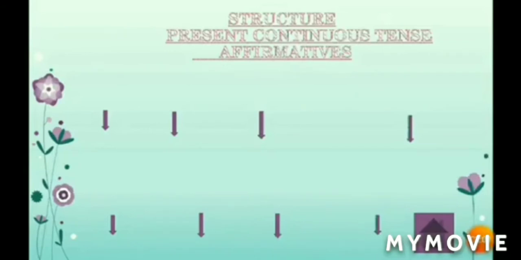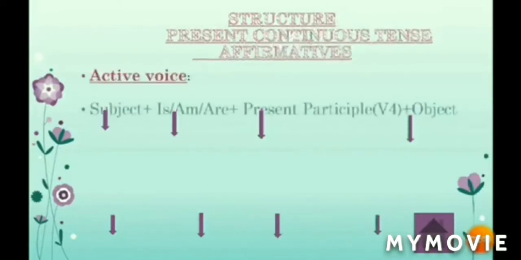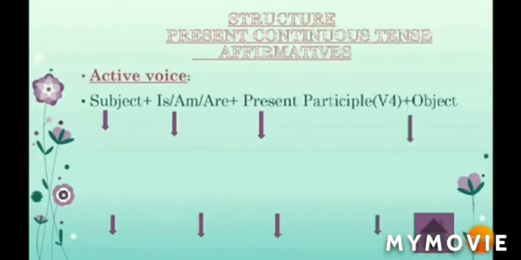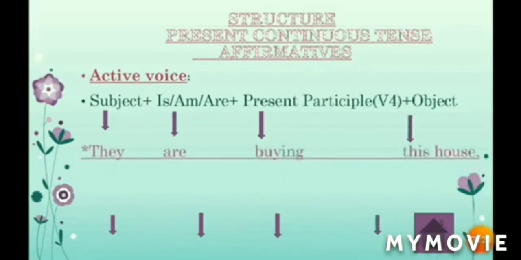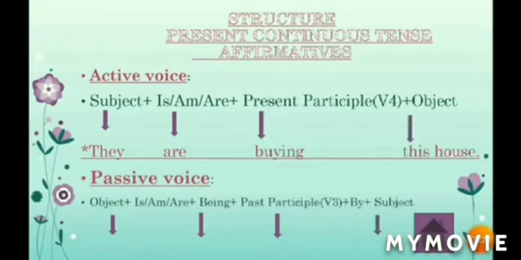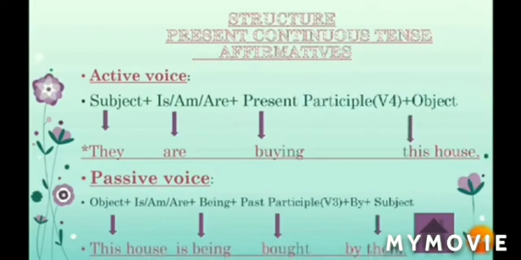Present continuous tense, affirmatives. Structure of the active sentence. Subject plus is or am or are plus present participle, that is the fourth form of the verb, plus object. Example, they are buying this house. Structure of the passive sentence. Object plus is, am, are plus being plus past participle, which is the third form of the verb, plus by plus subject. Let's convert the same sentence. This house is being bought by them.